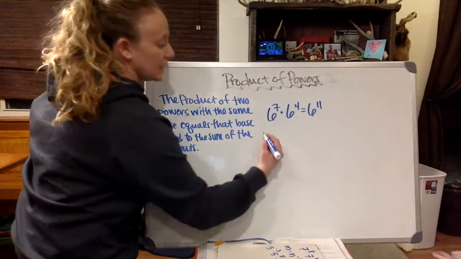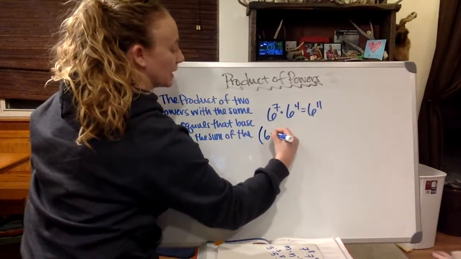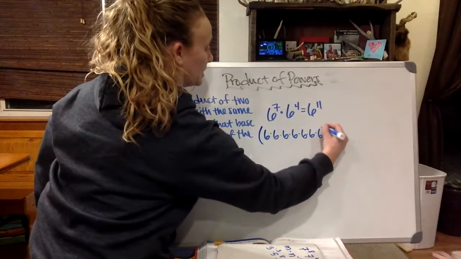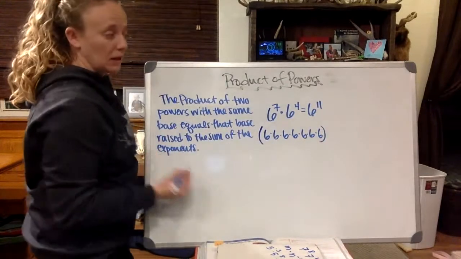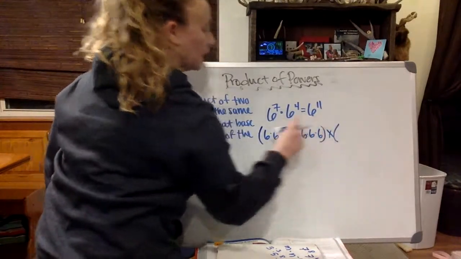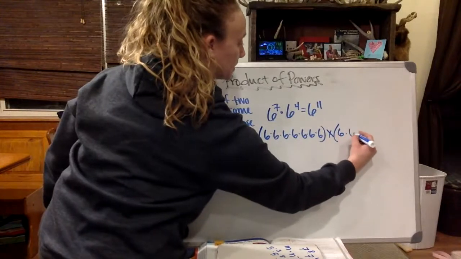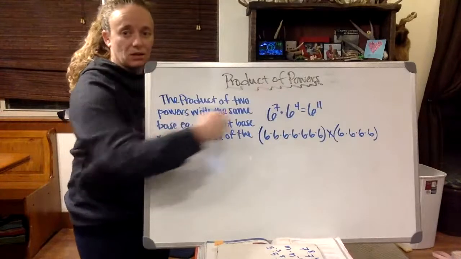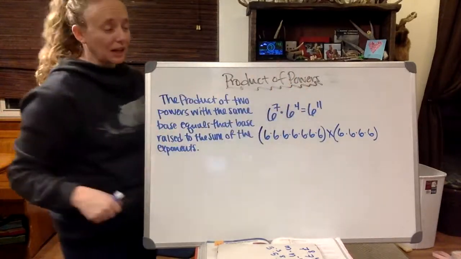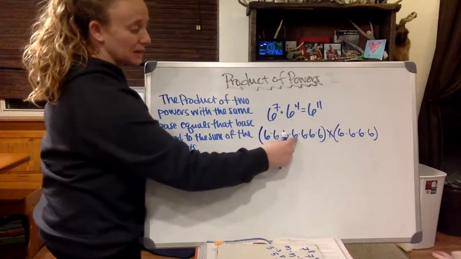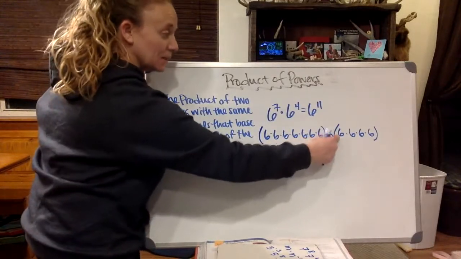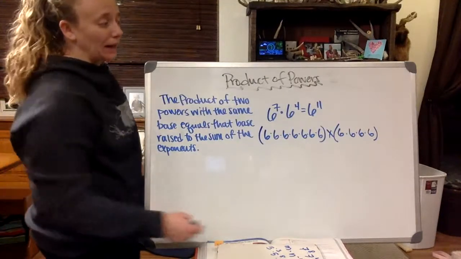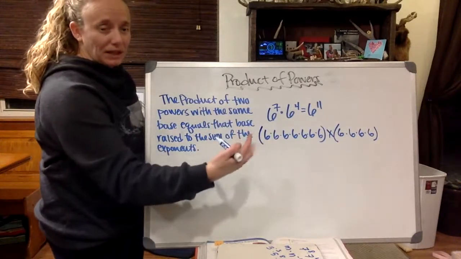So if I say 6 to the 7th, that's essentially me saying 6 times 6 times 6 times 6 times 6 times 6 times 6, 7 times, times 6 to the 4th, which is 6 times 6 times 6 times 6. All of these things, it's just a gigantic multiplication expression. I can just rewrite all of that as 6 however many times it's been multiplied.